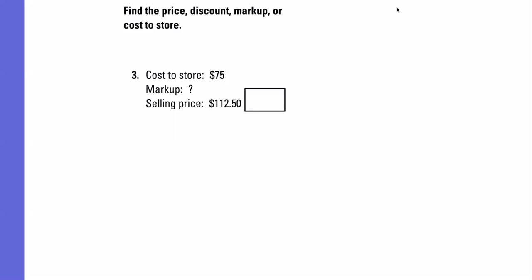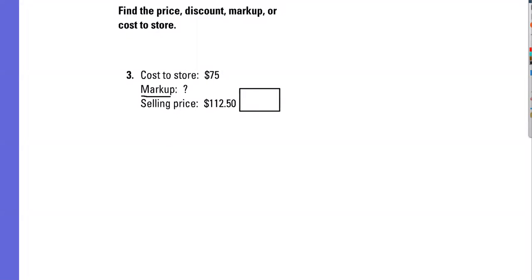In this problem, we need to find the markup, and we know that the cost of the store is $75, and we know that the selling price is $112.50. One thing that's not really clear here based on these directions is, do they want the markup as a number of dollars, or do they want the markup as a percent? And they actually want you to calculate it as a percent. It wouldn't be very difficult to figure out the markup in terms of a number of dollars.